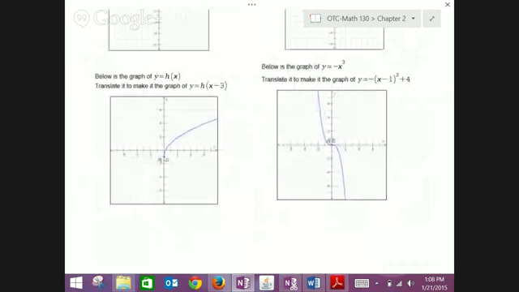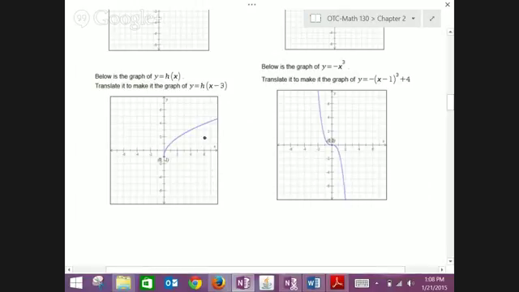Another example here, they might not tell you what the graph of the function is. They might just say, let's call this graph f of x, or h of x, or k of x, or p of x, or anything they want. So they're saying this is h of x. Then they're replacing, everywhere there's an x, they're replacing it with x minus 3.